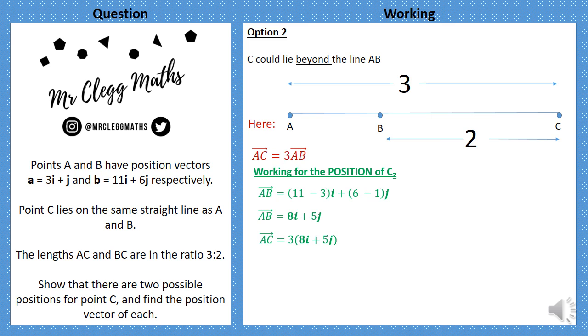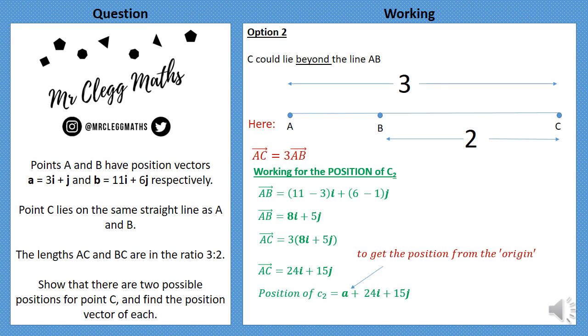AC this time is 3 times that movement, so it's 24i plus 15j, and again that only tells me the movement to get from A to C. We actually want C as a position vector, so we want that from the origin, so we have to add on the position vector of A as well, so that we're going from the origin. So we add 3 i's and 1 j on, and we know that the position of C2 is 27i plus 16j. Have we shown that there are 2 possible positions for point C? Well, yes, we have, because there they are, position of C2, position of C1.